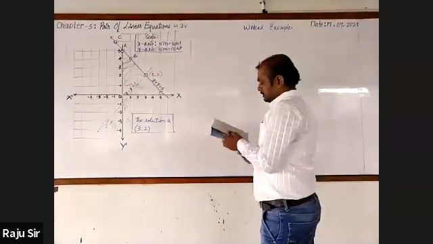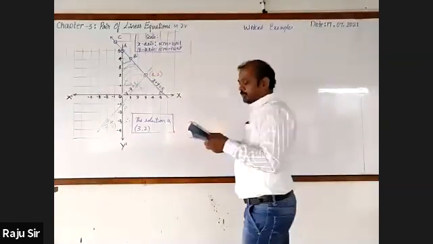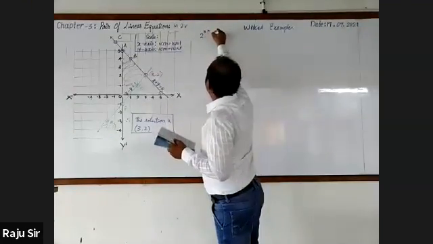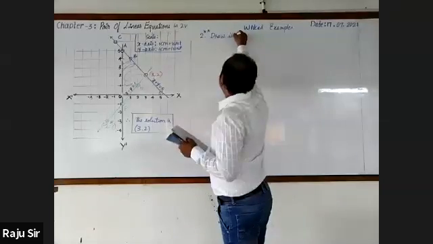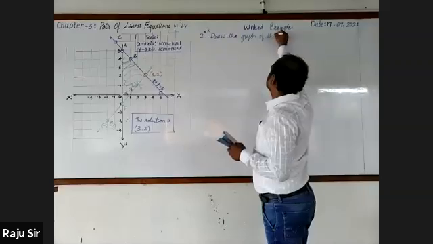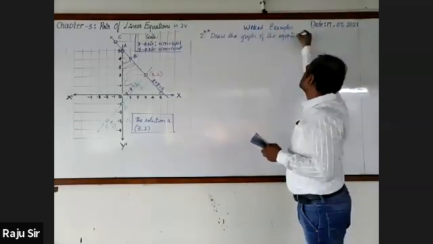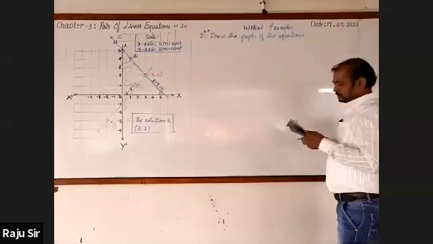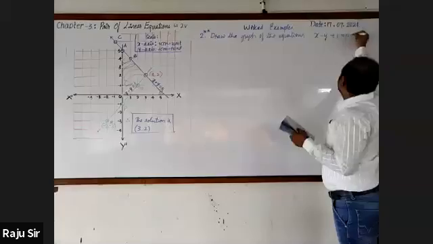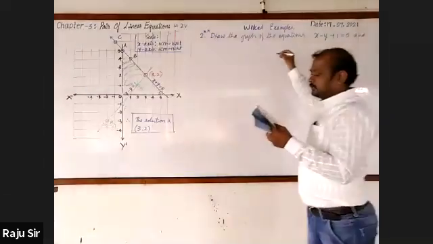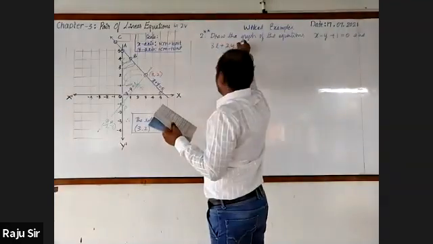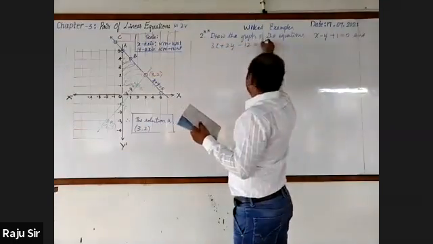The question is, draw the graphs of the equations x minus y plus 1 equal to 0 and 3x plus 2y minus 12 equal to 0.